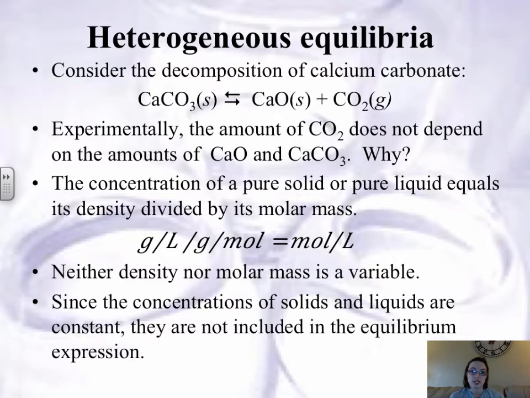Now, the concentration of a pure solid or pure liquid equals its density divided by its molar mass. So here's density, here's molar mass. Now, when we look at equilibrium, density and molar mass, neither one of those are variables. So that means that concentrations are constant. That's why they're not included in the equilibrium expression.